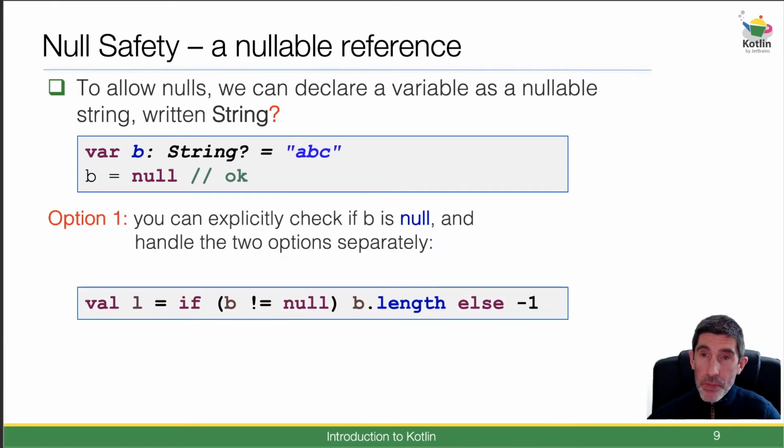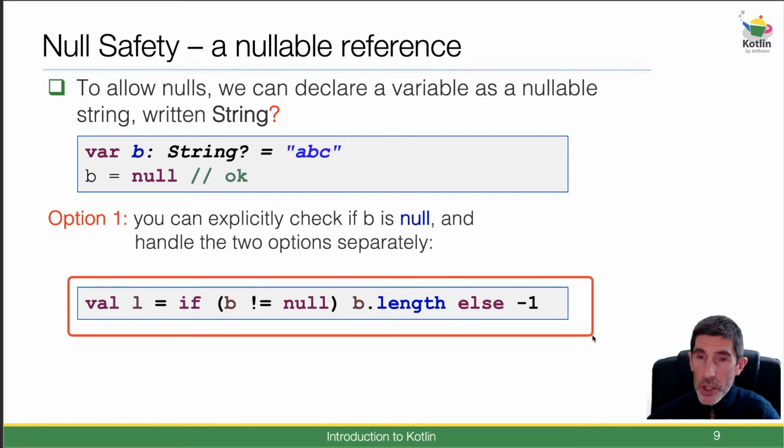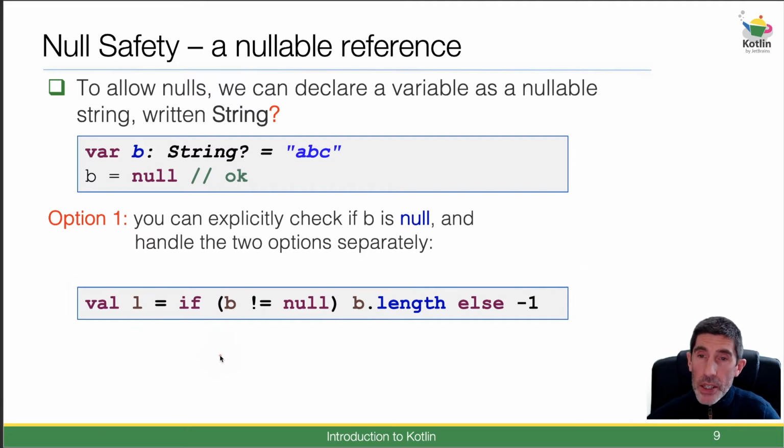So there are a couple of ways around this. The first one, you can explicitly check if b is null and then handle the two options separately, very similar to what we would have done back in Java. Looking at the example here, using a simple if expression, we're saying val l is assigned: if b is not null, return b.length. Otherwise, we'll give it a default value, in this example -1, and then we can continue on and check l to see if it's -1 or whatever. So that's one option.